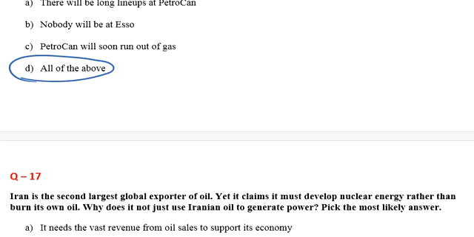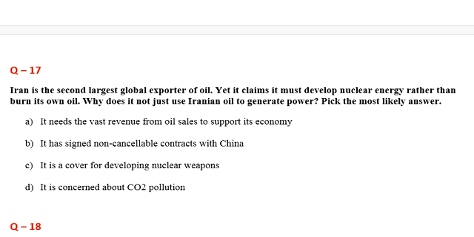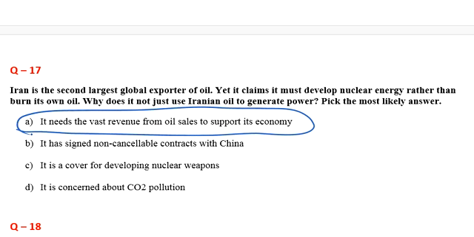Question number 17. Iran is the second largest global exporter of oil, yet it claims it must develop nuclear energy rather than burn its own oil. Why does it not just use Iranian oil to generate power? Pick the most likely answer. It needs the vast revenue from the oil sales to support its economy. So, A.